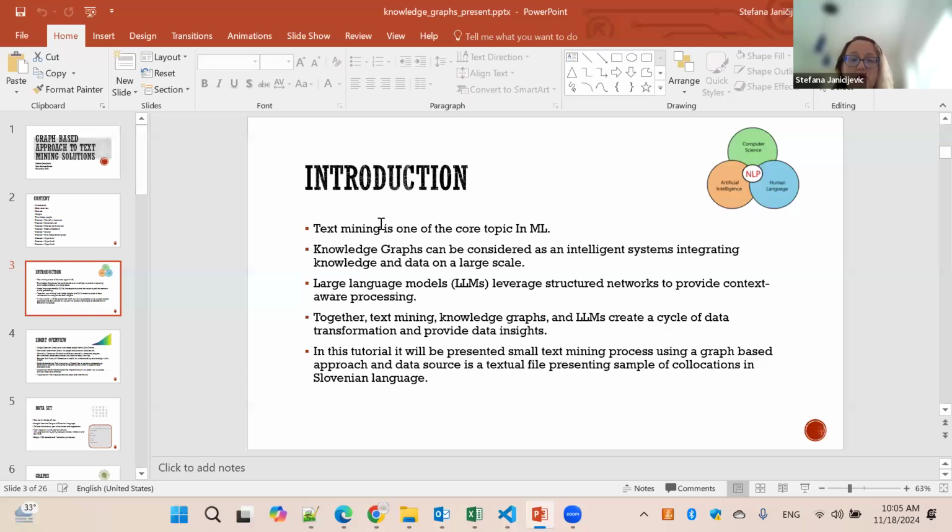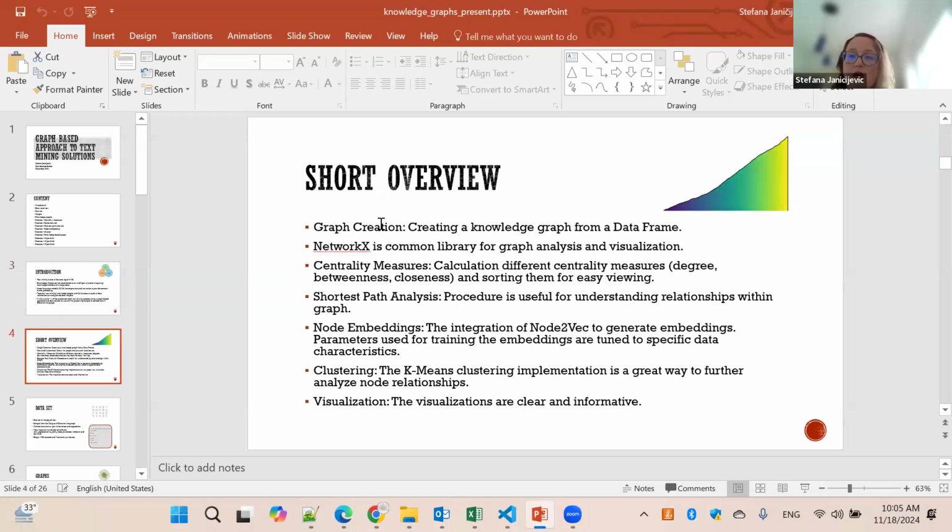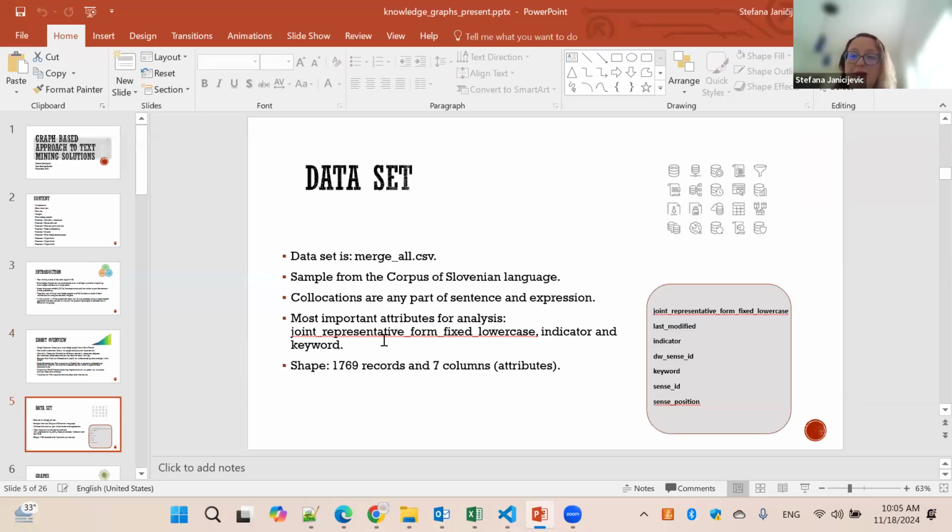So in this tutorial we will present a small text mining process using a graph-based approach, and the data source will be a textual file presenting a sample of collocations in the Slovenian language. So, a short overview of some practical concepts. We will create a graph. We will use NetworkX mostly, and also some other libraries, with centrality measures as a traditional approach in graph theory. We will also calculate shortest path analysis, node embeddings, do clustering, visualization, and some more advanced algorithms that I did not put on this slide.